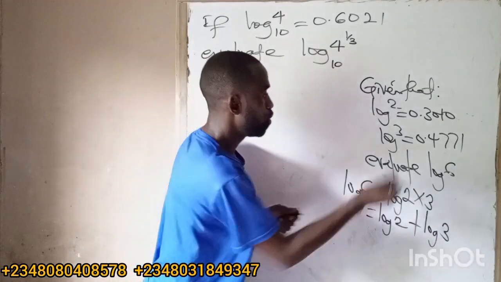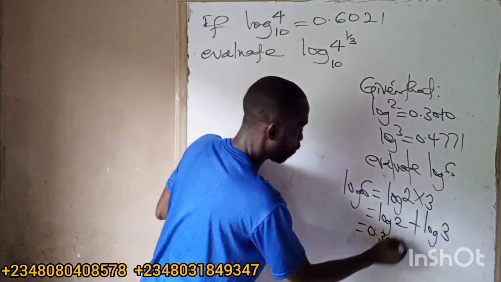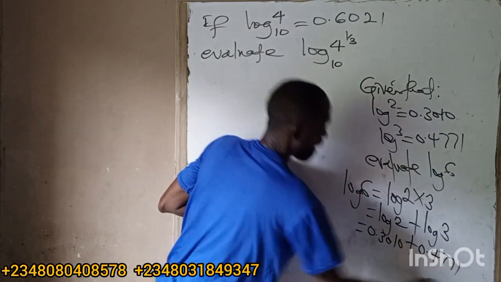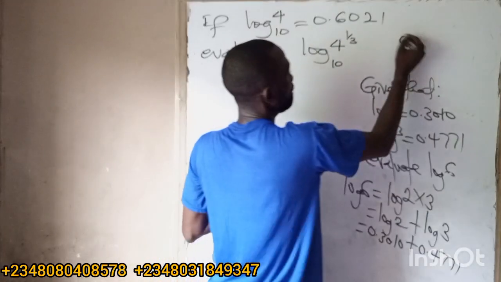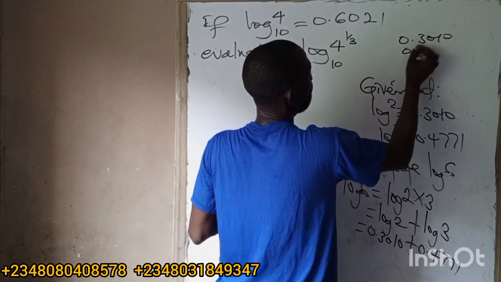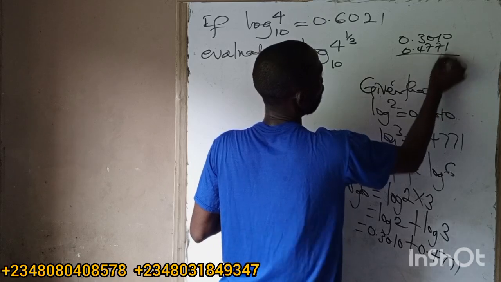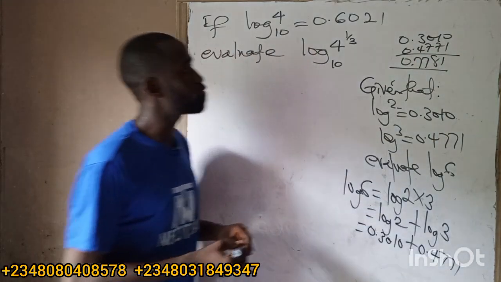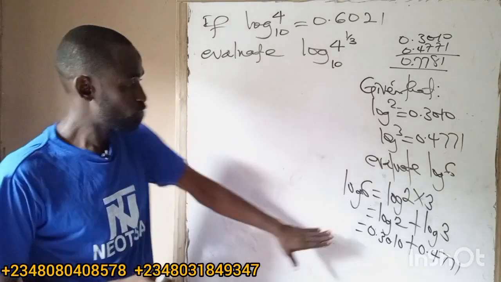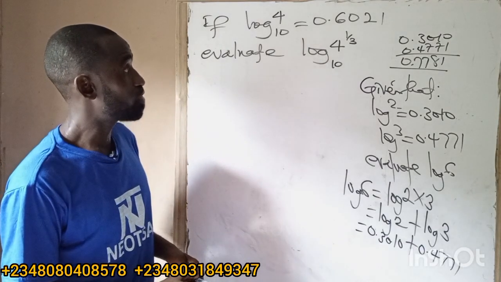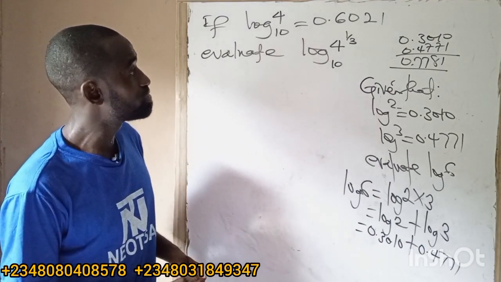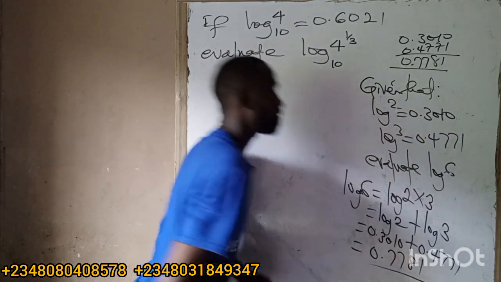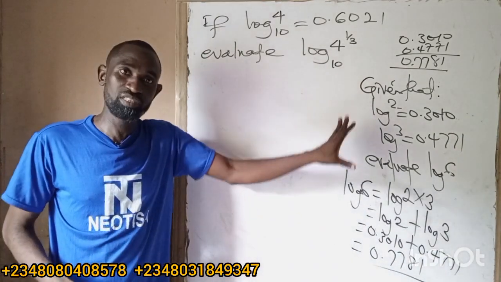So what is log 2? Log 2 is given as 0.3010 plus, what is log 3? 0.4771. I'll just add everything: 0.3010 plus 0.4771. And this gives 0.7781. We are correct. So 0.7781 for this.